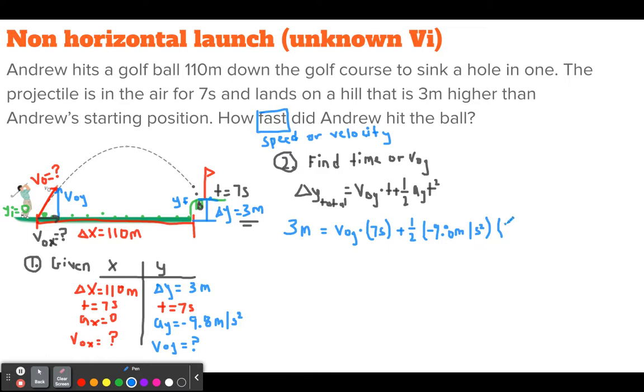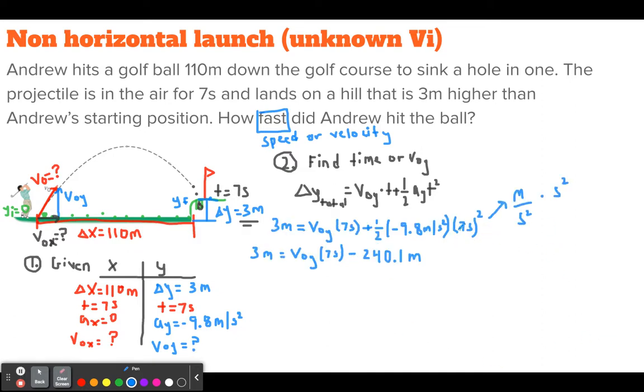Time again is 7. Don't forget to square the time. When we square the time, we get 49 seconds squared. 49 times 9.8 times 1/2, we get 240.1. Our units, when we square the 7, we also square seconds. So we have meters per second squared times seconds squared. The seconds squared cancel out, and we're left with just meters.